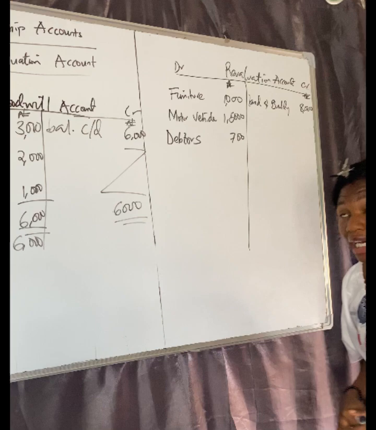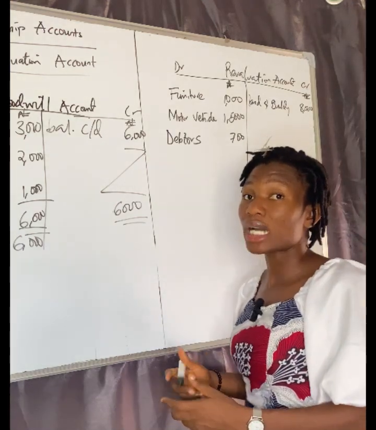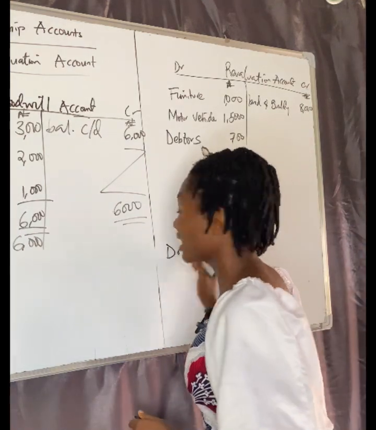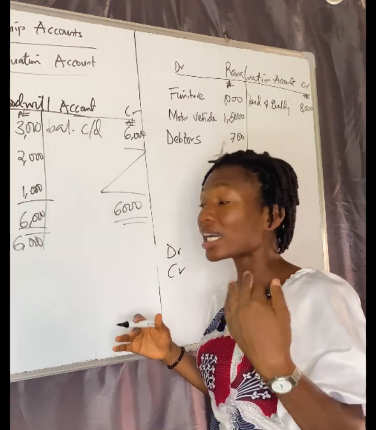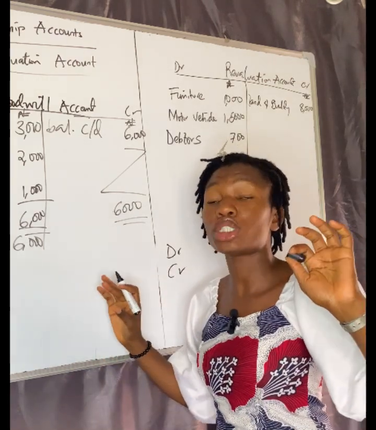All right, so to balance our account, what we do is that we check our debit side total and then our credit side total, and then compare which side is higher. Balancing our account means we want both balances, we want the totals to agree.